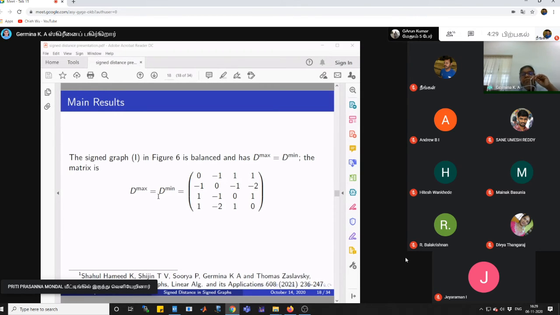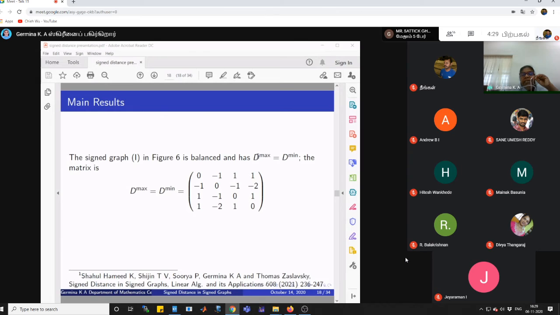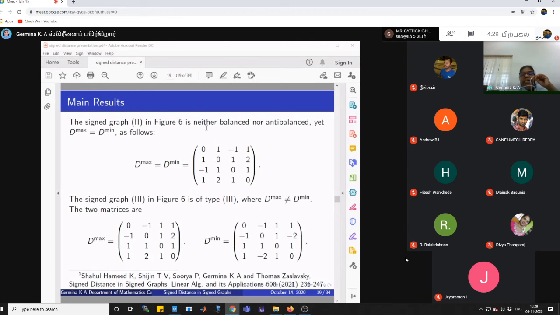So this is an example of, first, balanced and D max equal to D min. Second is neither balanced nor anti-balanced, but D max equal to D min. And the third class is of type 3, where D max is not equal to D min.